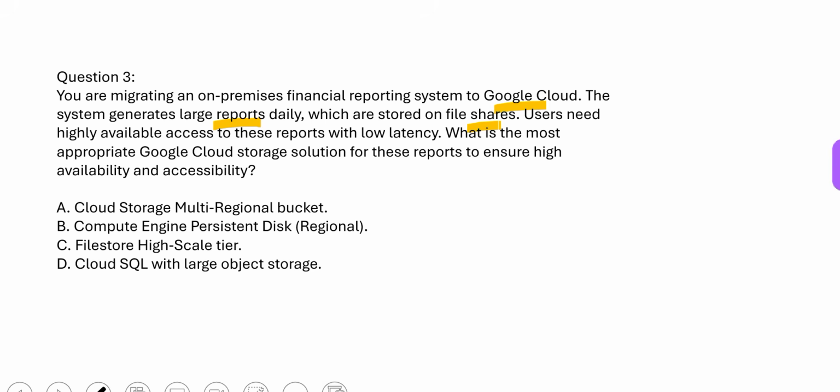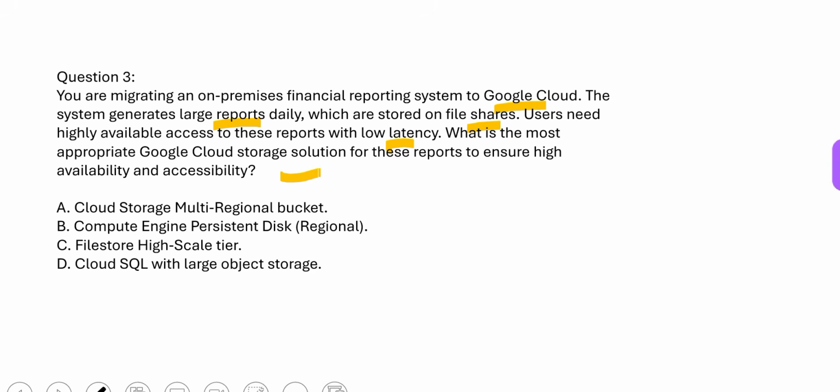Okay, so what is the problem all about? Users need highly available access to these reports with low latency. That means anytime they want to access these reports, immediately they should be able to click and see them with low latency. They don't want to wait for 20 seconds, 30 seconds to view that report. The latency should be very low. Okay. So what is the most appropriate GCP cloud storage?